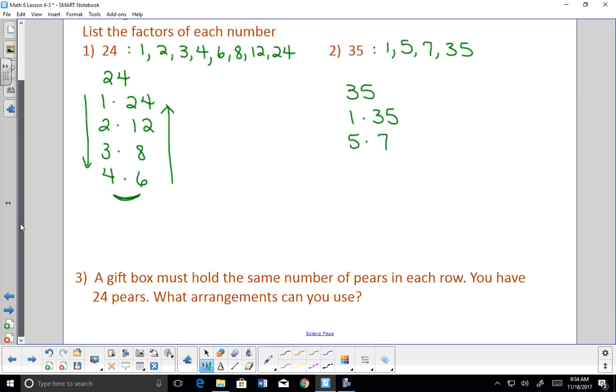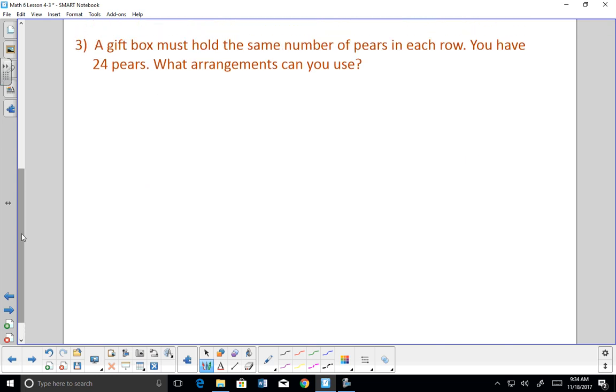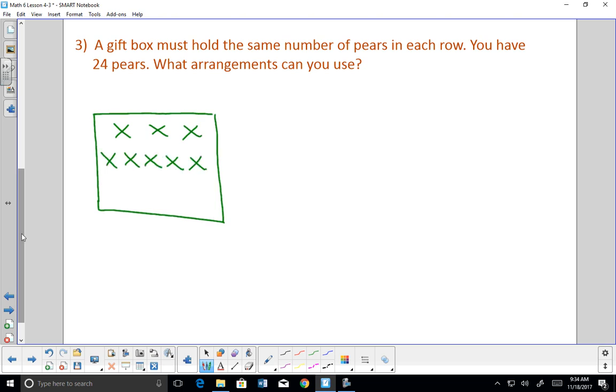Let's take a look at an application problem. A gift box must hold the same number of pairs in each row. You have 24 pairs. What arrangements can you make? In other words, I have a box. Because the box wants to look appealing, you don't want to have, oh, let's do 3 pairs here, and let's squish 5 pairs in here. No, that's not a good thing to do. They want it to look appealing.